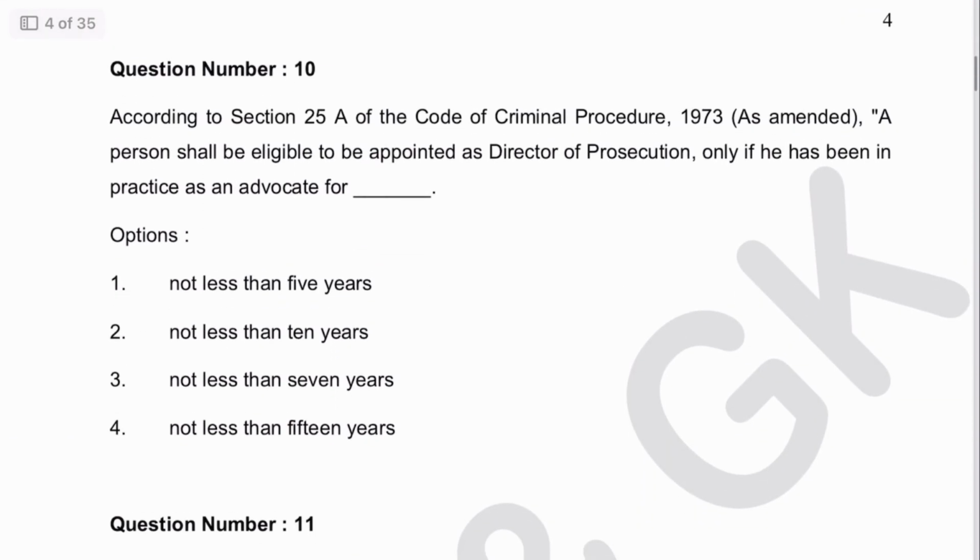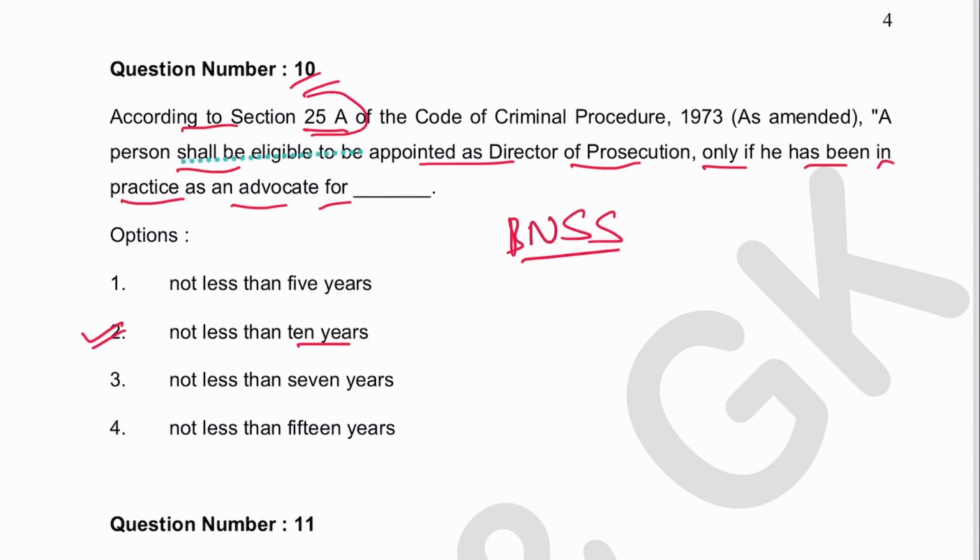Next is 10. According to section 25A of CRPC, a person shall be eligible to be appointed as director of prosecution only if he has practiced as an advocate for not less than 10 years. 2 is the answer. Section 25A is mentioned here. Now in Bharatiya Nagarik Suraksha Sanhita, the 10 years has been made 15 years of practice or session judge.